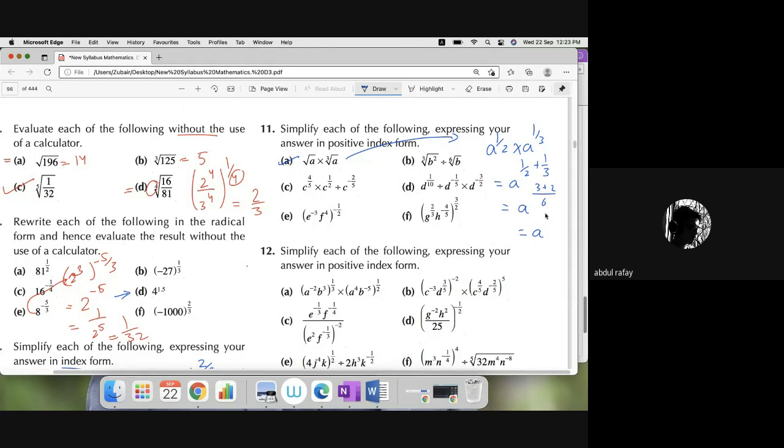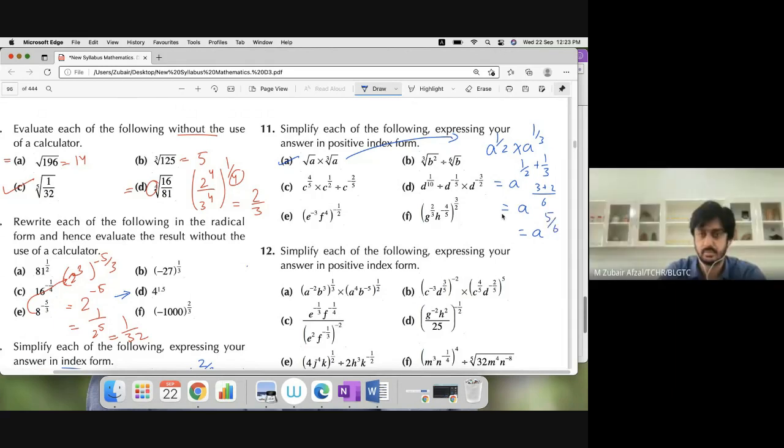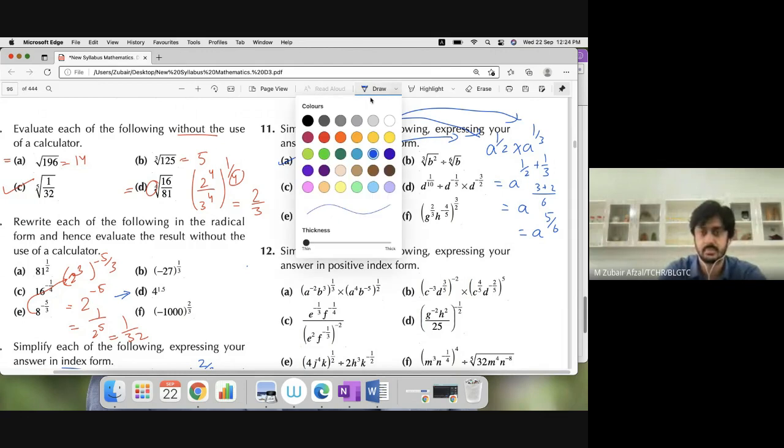Simplify sir, the powers. How did the 1 over 2 come? 5 by 6. Son, from under root 1 by 2 came, from cube root, says sir, 1 by 3 came. Okay. Same goes with each and every part. When this is multiplied, it adds up. When this is divided, it is subtracted.